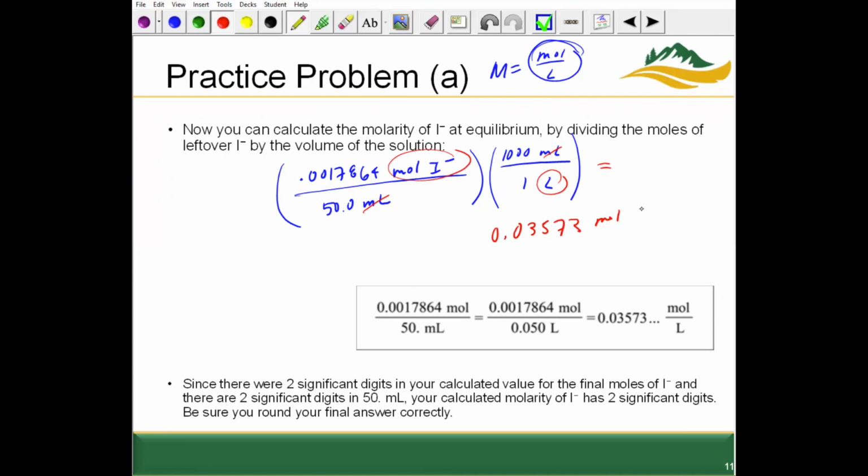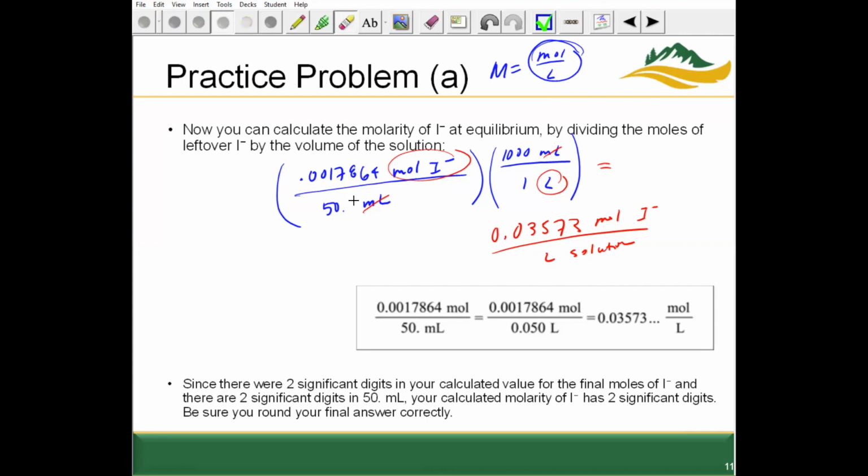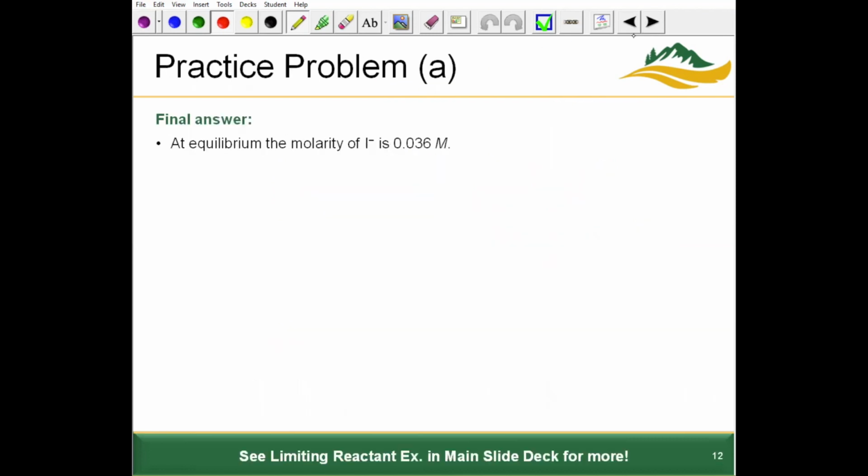0.03573 moles of I minus per liter of solution. Technically, this is just 50 mL, so I shouldn't add that extra zero here. So this is just 50 mL. Then for our final answer, we want this in 2 sig figs, because this is just 2 sig figs here, right? 2 sig figs, 1, 2. Then to get this into 2 sig figs, 0.03, this gets rounded up to 6, so 0.036 moles. Divided by liters, then moles per liter is in units of molarity. So that leaves our final answer now of 0.036 molarity.